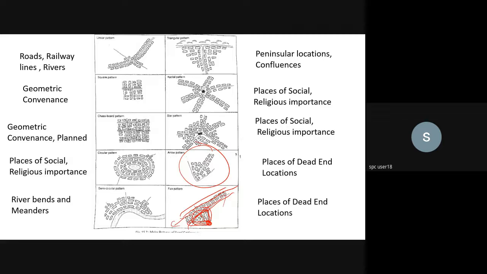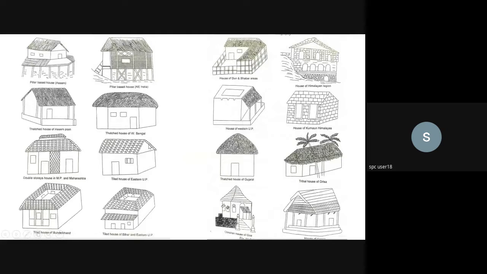So these are the major patterns, and then we come to the types of houses that you normally can see. I would give you a couple of moments to go through these and try to imagine how it is related to the geography. Of course, all of these are related to the rural pattern and not the urban pattern. In urban areas, obviously, RCC type of constructions are going to dominate.